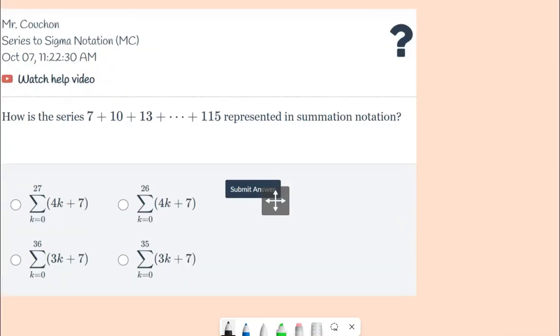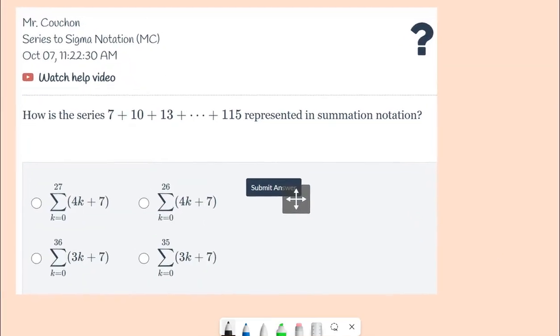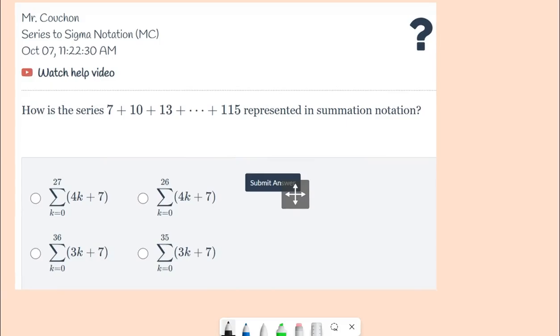Alright, let's look at another one. This one's a little trickier. Going to start out the same way. We're going to recognize, hey, this is going up by 3 each time. It's arithmetic. We're multiplying by 3, so it's 3k plus or minus something. And that means we can get rid of 4k plus 7 and 4k plus 7. So we're already down to a 50%, or I should say up to a 50% chance of getting this problem right.